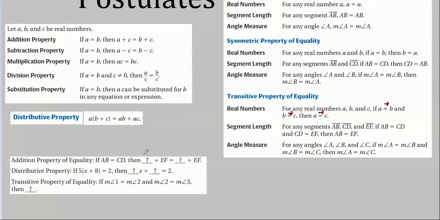Well, how about AB over here and CD over here? Because the addition property says if AB equals CD, then we could add the same thing to each side, which is what EF is, the same thing on each side. So, boom, that's it.